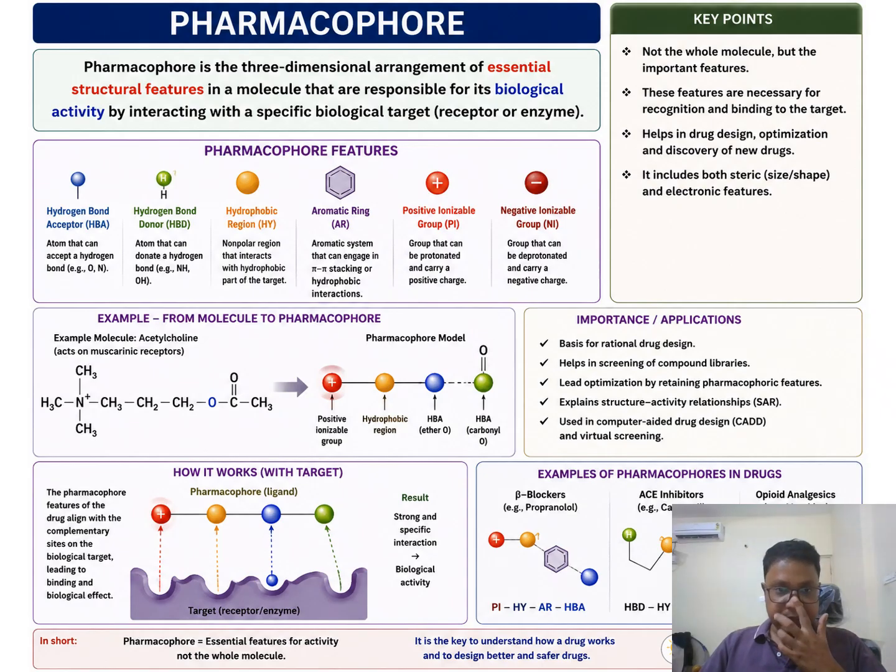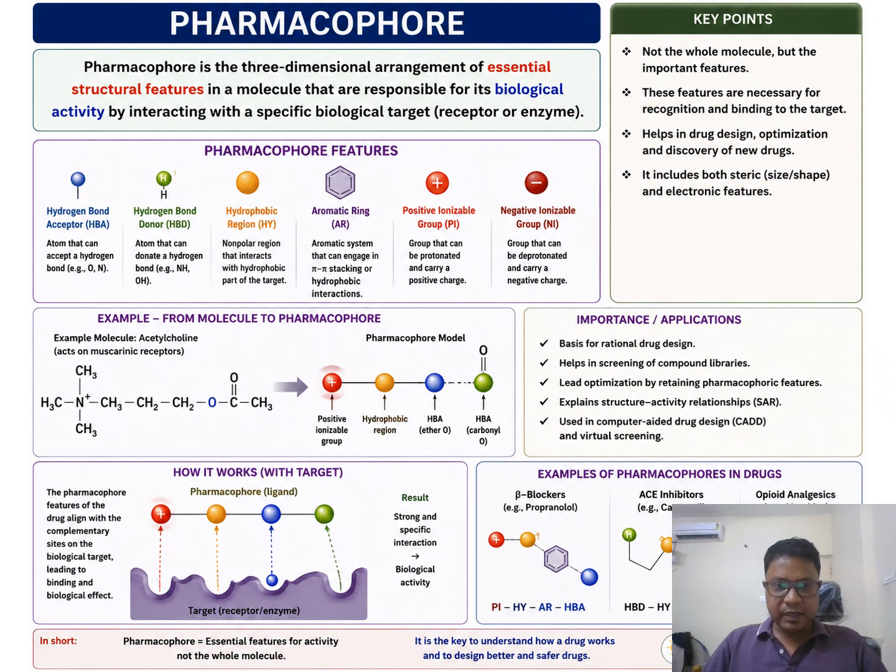So let us see an example, so it will be easy to understand. This is a drug molecule, and what are the pharmacophores present in it? You can see N plus. So you can say this is a positively ionizable group. Then an alkane ring, CH2 CH2 CH2, so it could be a hydrophobic region.